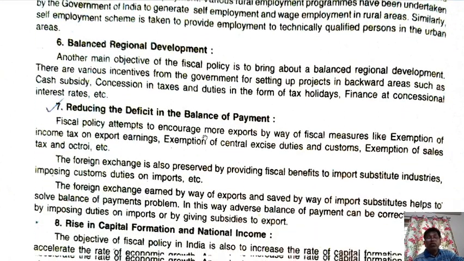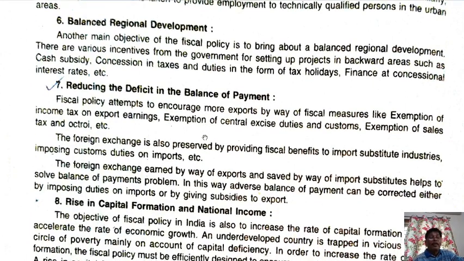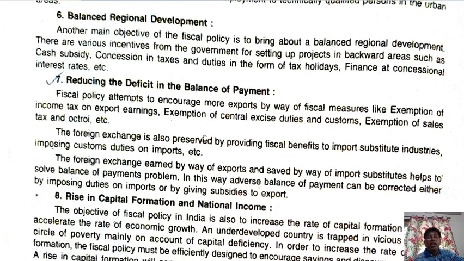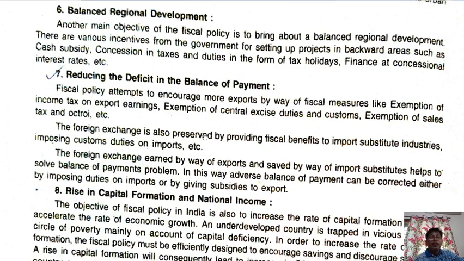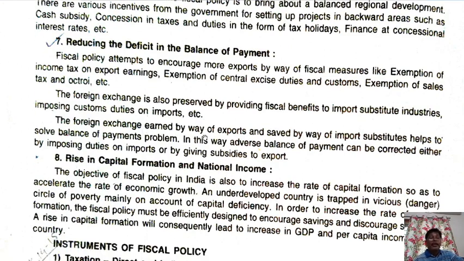Another main objective of fiscal policy is to bring about balanced regional development. There are various incentives for setting up projects in backward areas, such as cash subsidies, concessions in taxes and duties, tax holidays, financial concessions on interest rates, etc.